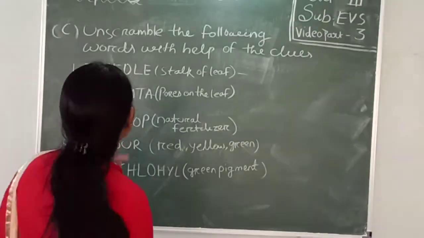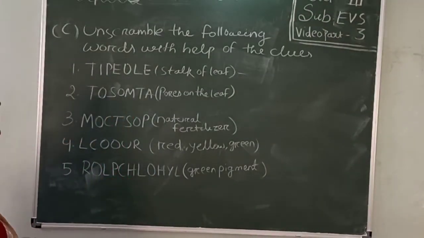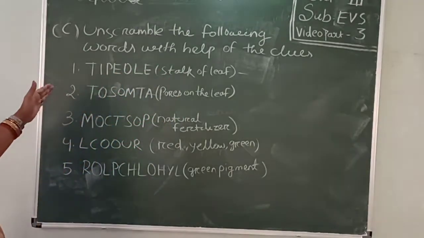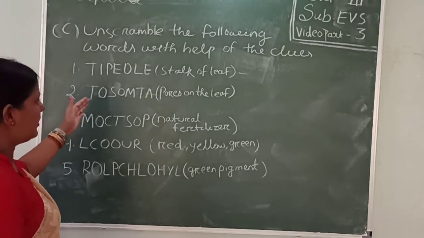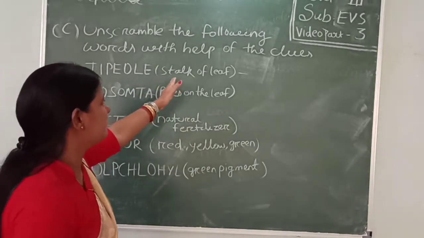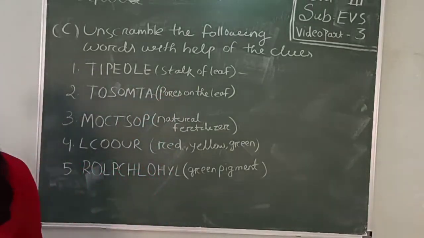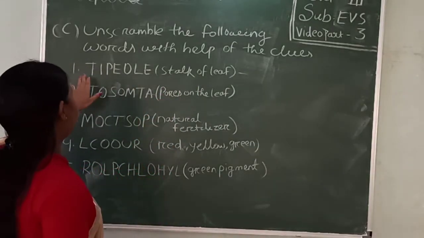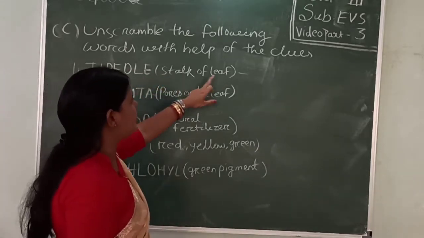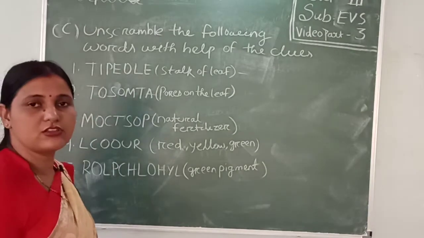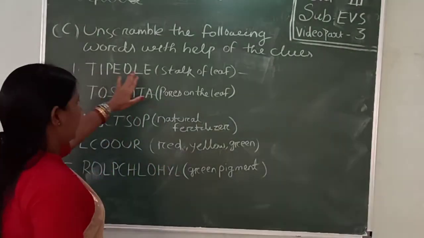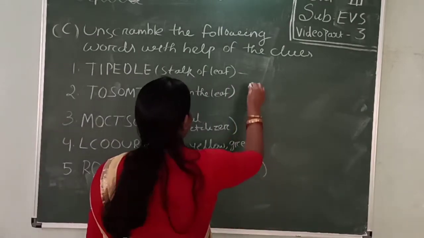Okay. Next question number C. Your question number C is unscramble the following words with the help of the clues. Here some unscrambled words are given. You will have to write the correct word with the help of given clues. Number 1, the clue is stalk of leaf. The stalk of leaf is called petiole. So you write the correct spelling here.